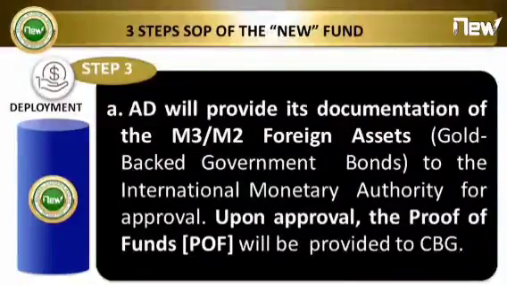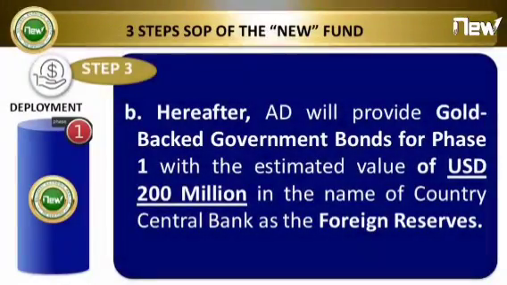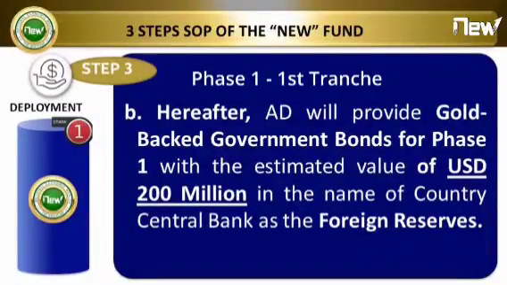Upon receiving the signed final contract from the central bank governor, AD will provide the documentation of the foreign assets, the gold-backed government bond, to the International Monetary Authority for approval. Upon approval, the proof of funds of the government bond will be provided to the central bank governor. Thereafter, in Phase 1, AD will provide the first tranche of government bonds in the name of the recipient country central bank, issued by HSBC Hong Kong, of estimated value of $200 million as the foreign reserves of the central bank.